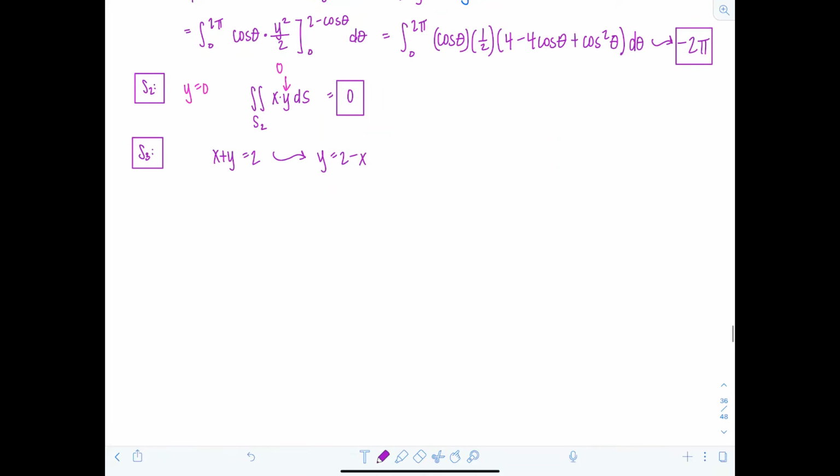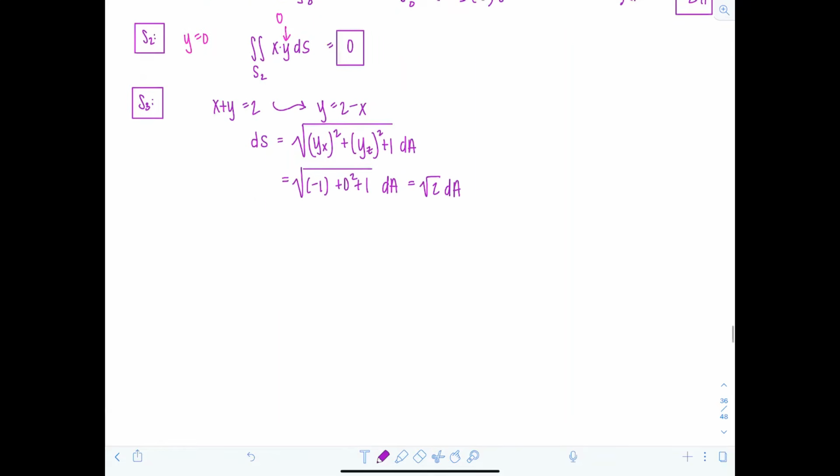All right, so ds is going to be the square root of partial of y with respect to x squared plus partial of y with respect to z squared, he's not there, plus 1 dA. So this is going to be the square root of negative 1 squared plus 0 squared plus 1 dA. So we get rad 2 dA. Okay, so let's go.